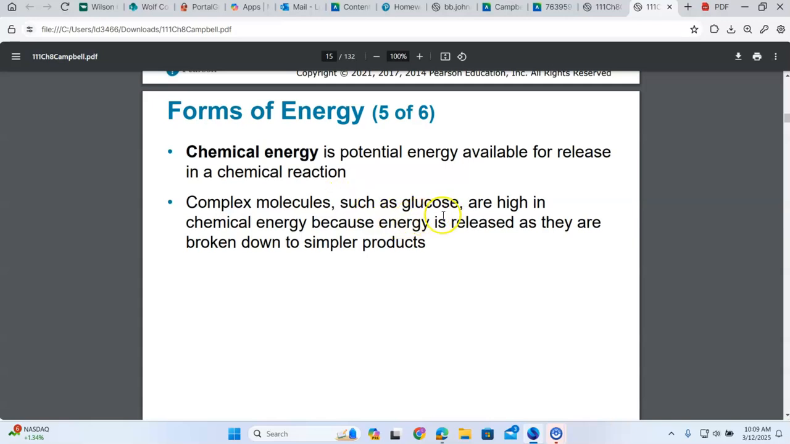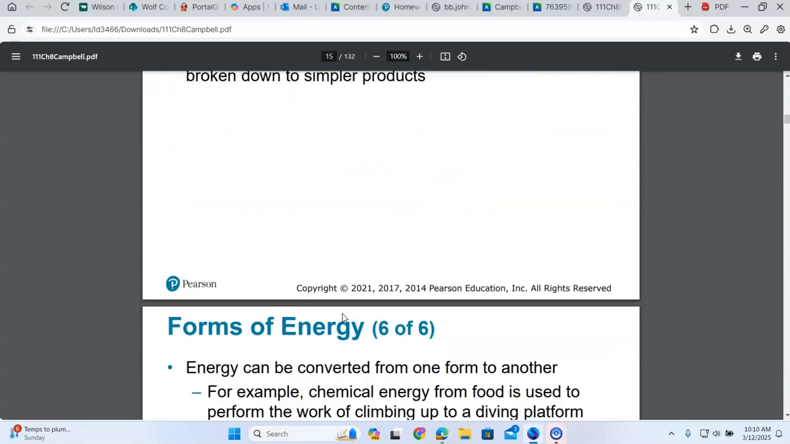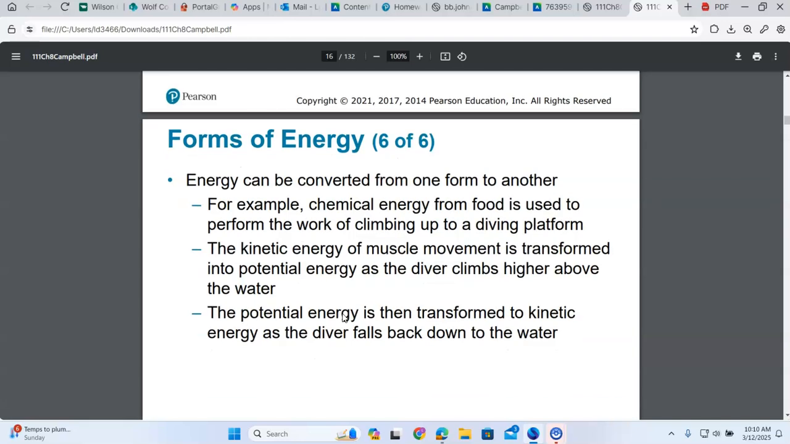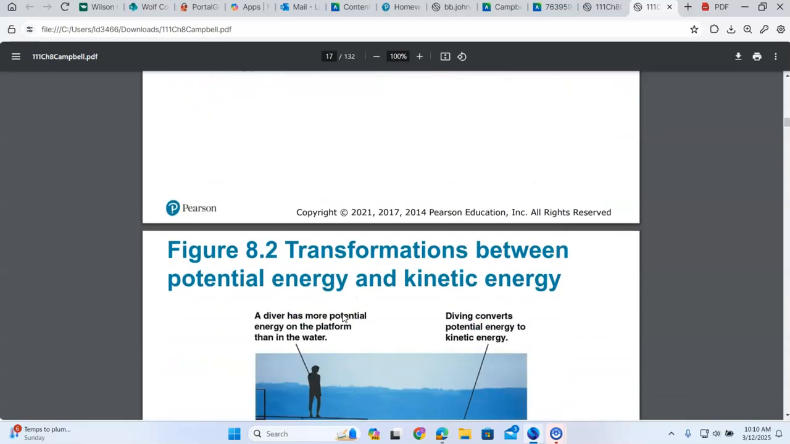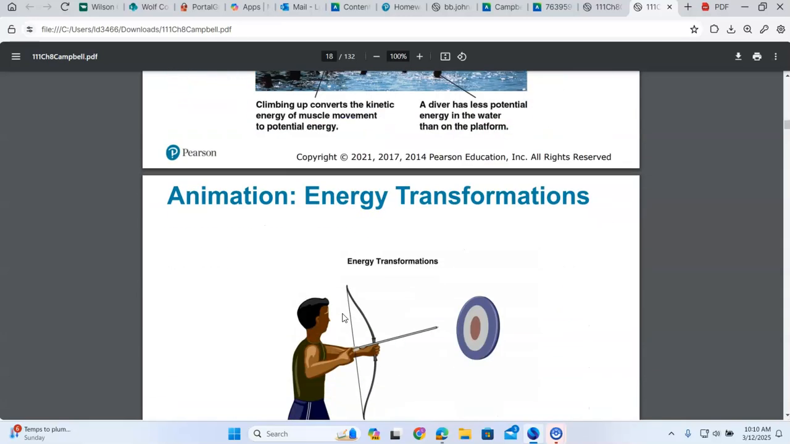So for example, glucose. You may remember the formula for glucose is C6H12O6. So it has 6 carbon atoms, 12 hydrogen atoms, and 6 oxygen atoms in it. A total of 24 atoms in one molecule of glucose. So the bonds that form between those atoms hold stored energy or potential energy, and we call that chemical energy. So when that glucose is broken down, it will release that energy. This just talks about how energy can be converted from one form to another.